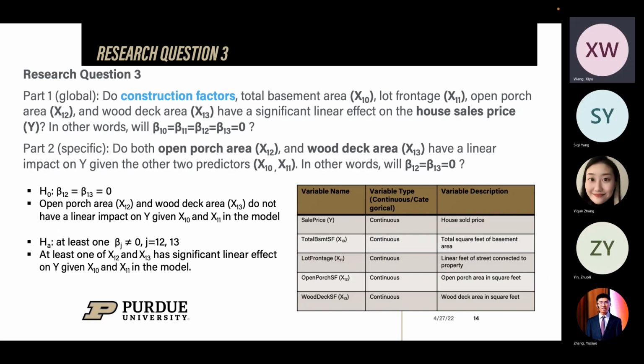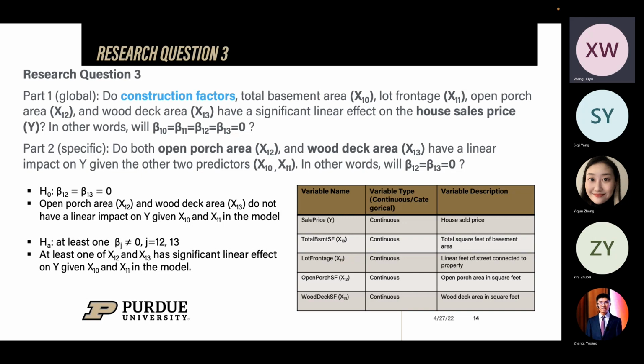So question 3 is about how construction factors affect house price. There are 4 continuous predictors: total square feet of basement area, linear feet of street connected to property, open porch area in square feet, and wood deck area in square feet. They are respectively x10 to x13.